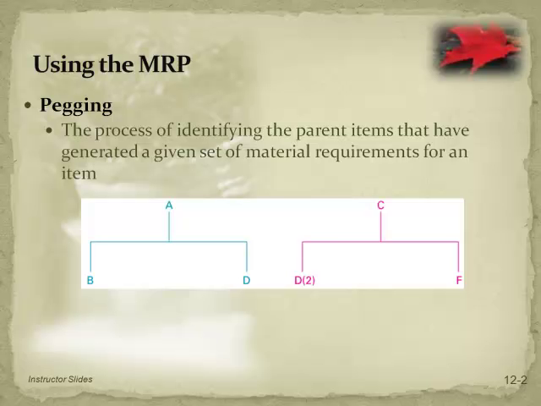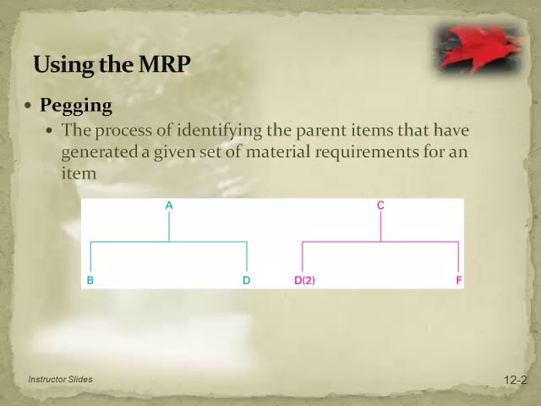Now, one of the things that MRP software will do just as part of its natural programming is a process that we refer to as pegging. So the definition of pegging is this. Pegging is the process of determining the source of a requirement, or to say it another way, what was the parent part that generated that material requirement.